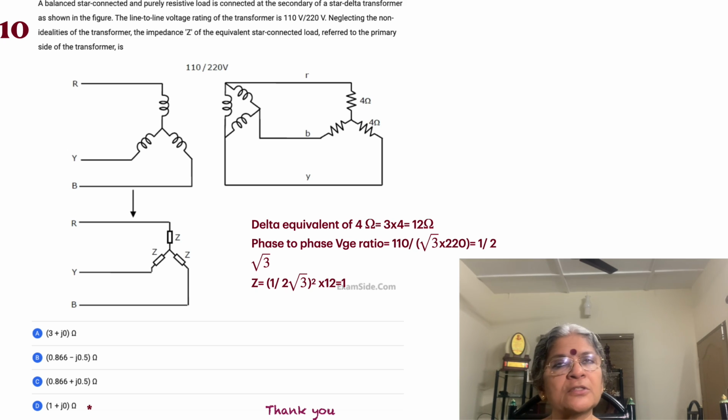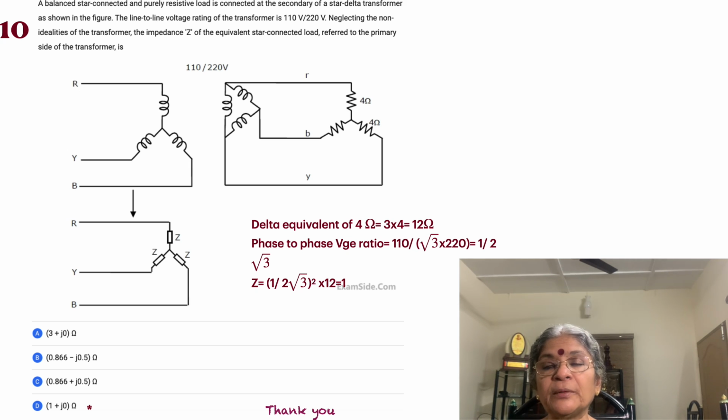How do you get a delta? Because they are all equal, you just multiply by 3. Each of these 4 ohms becomes 12 ohms in a delta. Now this 12 ohms needs to be taken to the primary side. How do you take it? By using k square. What is k? It is 110 by root 3 divided by 220, because you take the voltage ratio between the two phase quantities. So that's equal to 1 by 2 root 3. Square it, and we have 1 by 12, multiplied by 12, which gives 12 by 12, equal to 1.